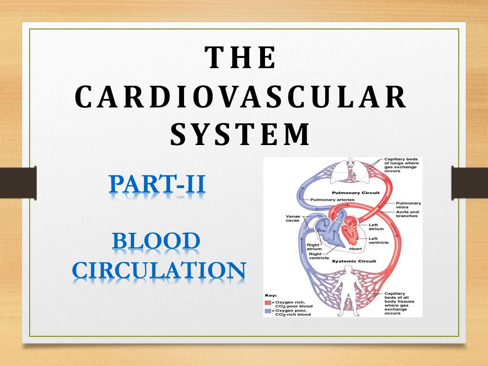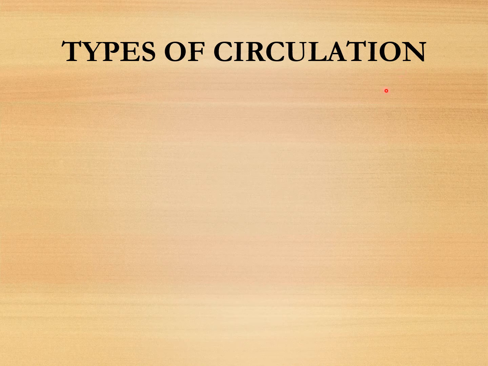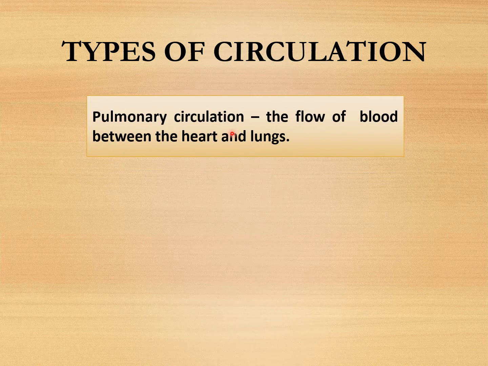In this video, we will discuss the cardiovascular system. Mainly, we will focus on the blood circulation. Types of circulation. There are three types of circulation. First one is the pulmonary circulation. That is the flow of blood between the heart and the lungs, because pulmonary means the lungs.